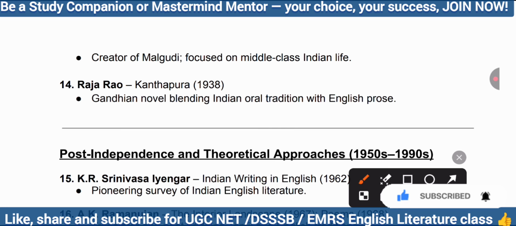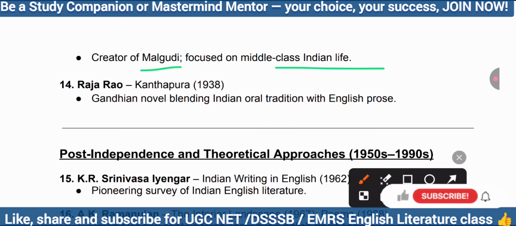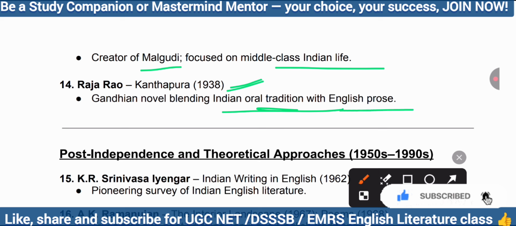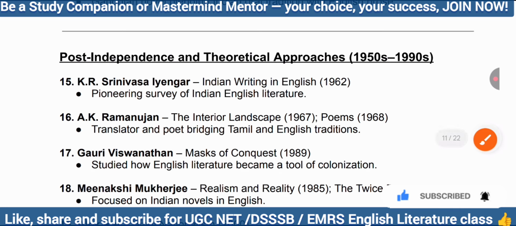R.K. Narayan, who also created a fiction town, Malgudi, focused on middle class Indian life. Then Raja Rao, Kanthapura, 1938, which was a Gandhian novel blending Indian oral tradition with English prose. Okay. Then post independence. This was the influence of pre-independence, and now the post-independence writers.